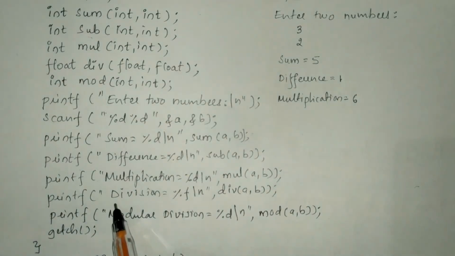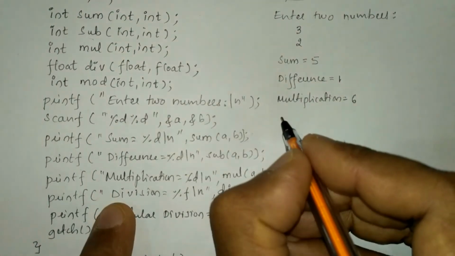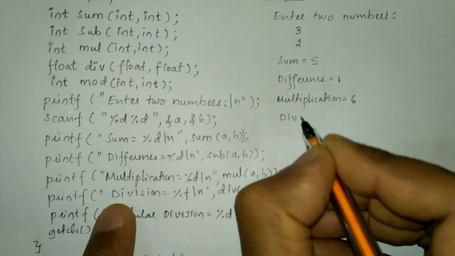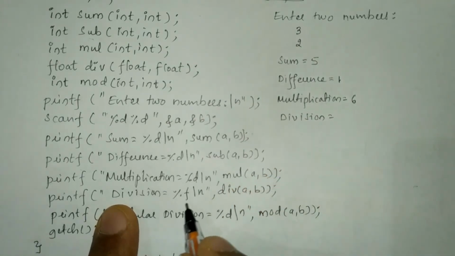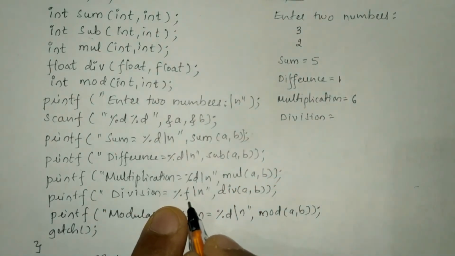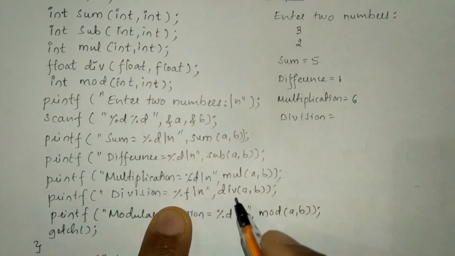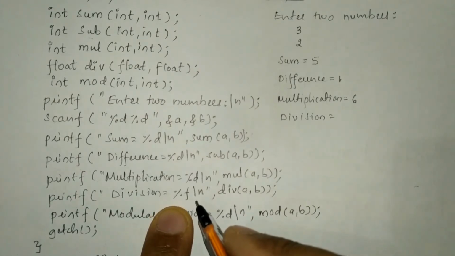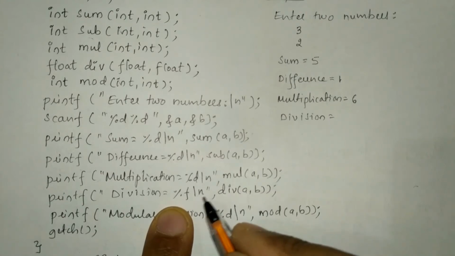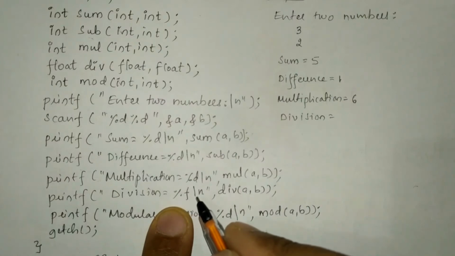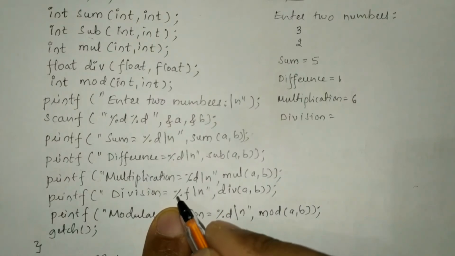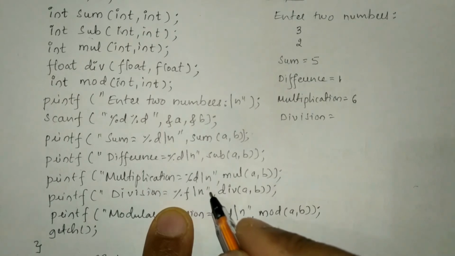So that is integer division. So here it is going to print division is equal to %f format specifier. Here you are going to get a real number. If you do not use %f, and instead of %f you use %d, then the fractional part of the real number will get truncated off. So there is a loss of data. So that's the reason we have to use %f in order to get the accurate result.